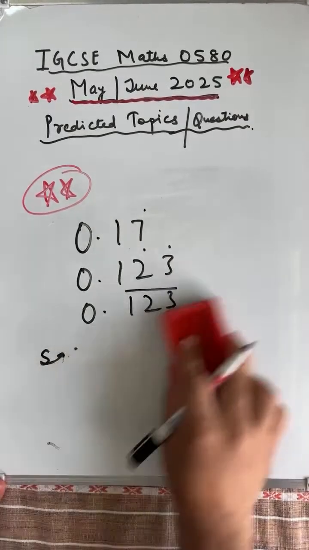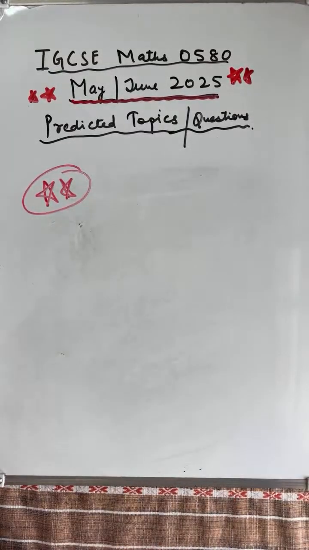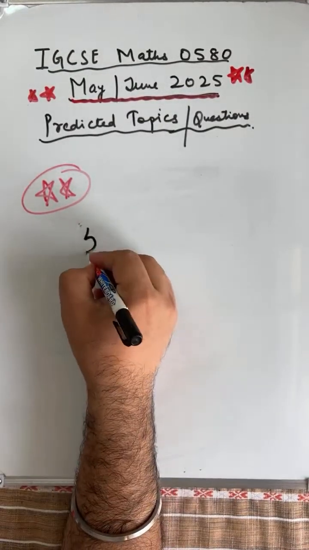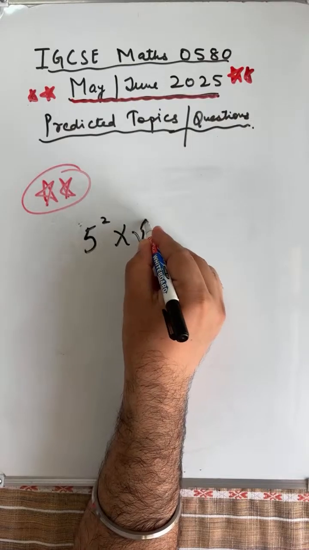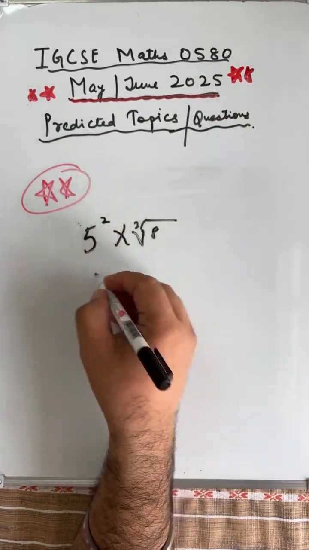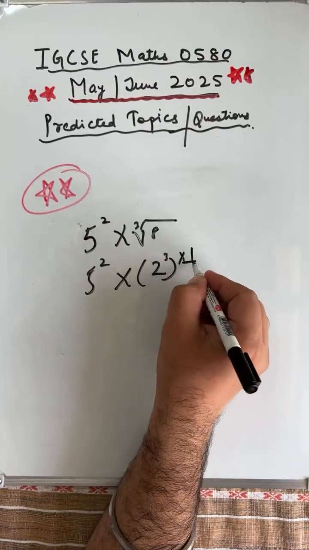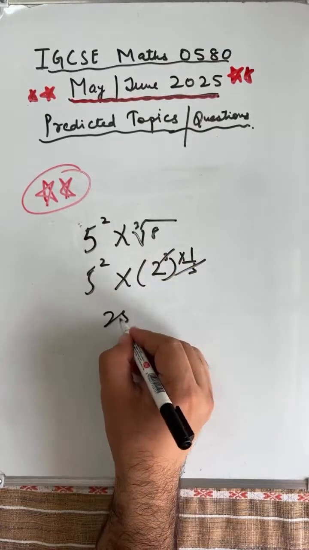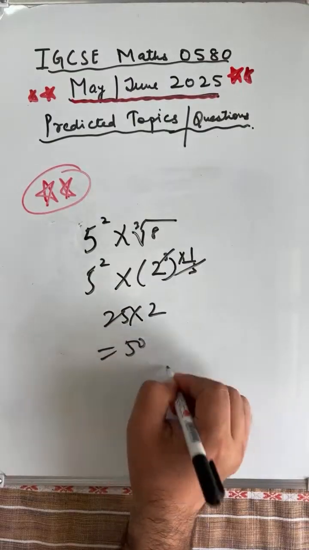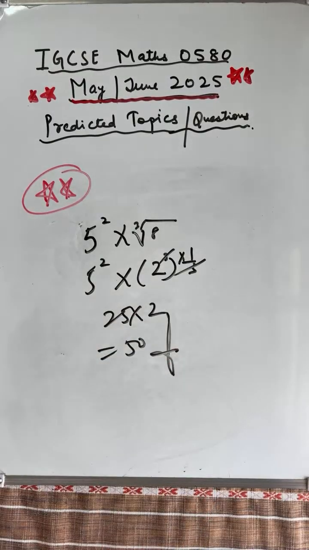Likewise, if a question is given, for example, we have 5 square into cube root of 8. So you must know, this is 25 into 2 is 50. Similar types of questions.